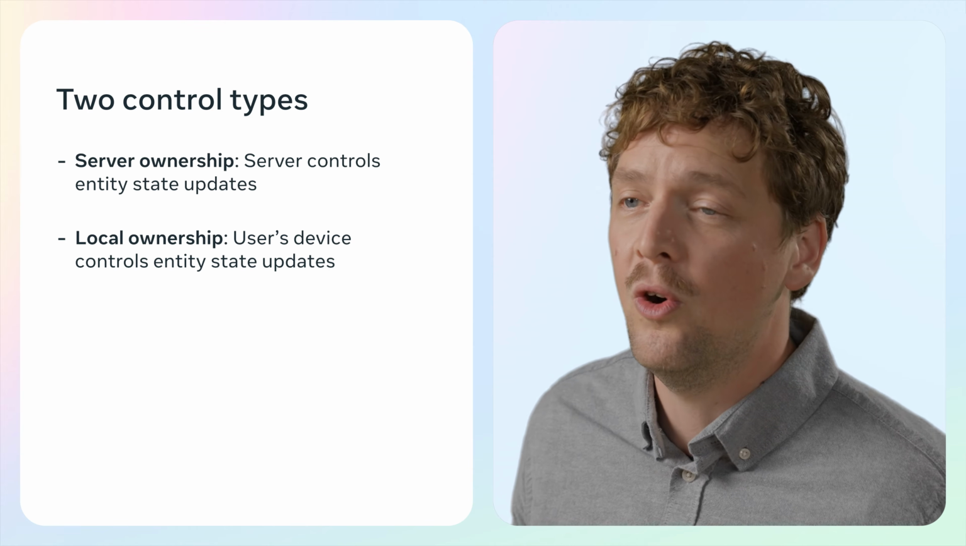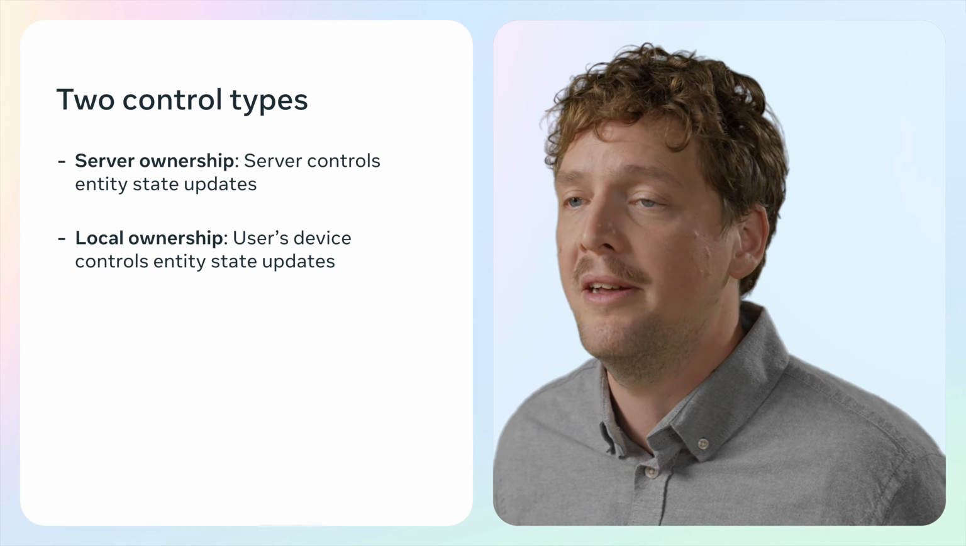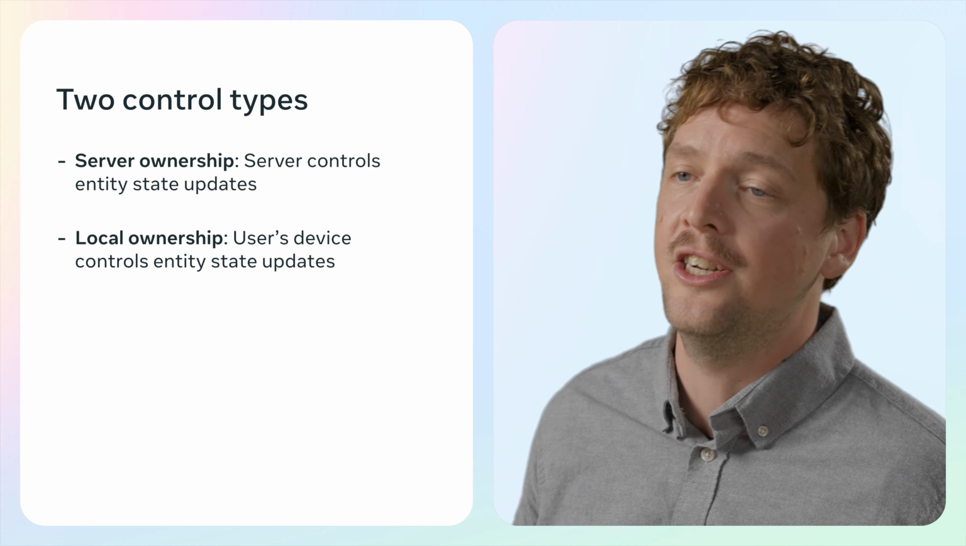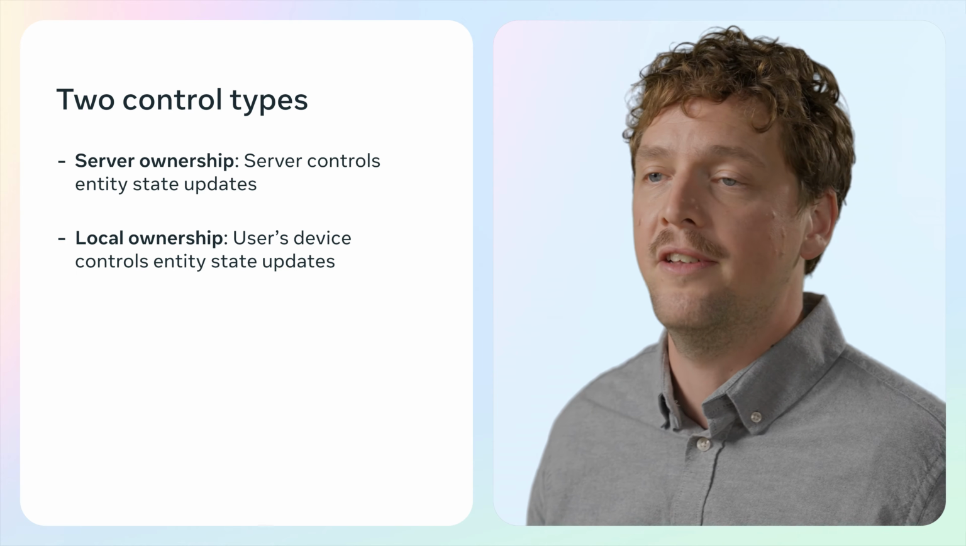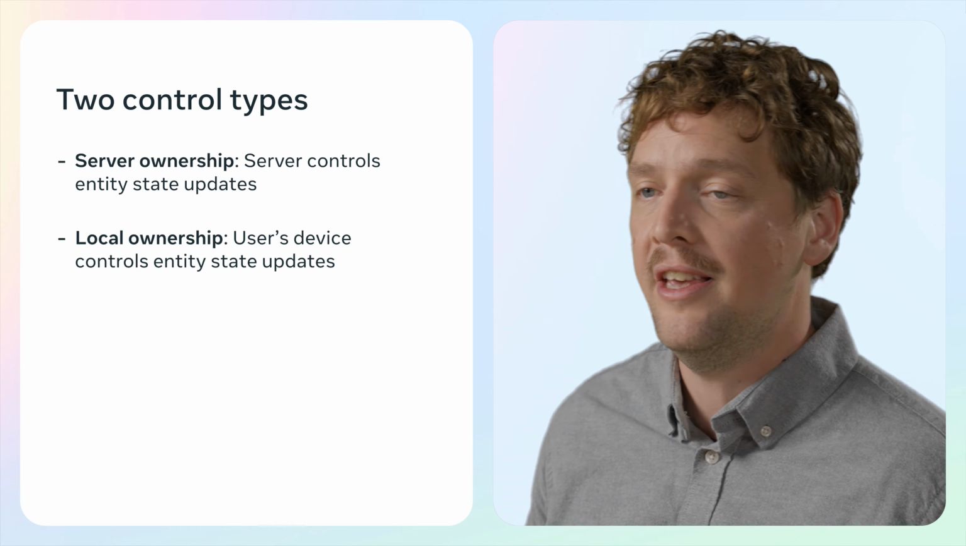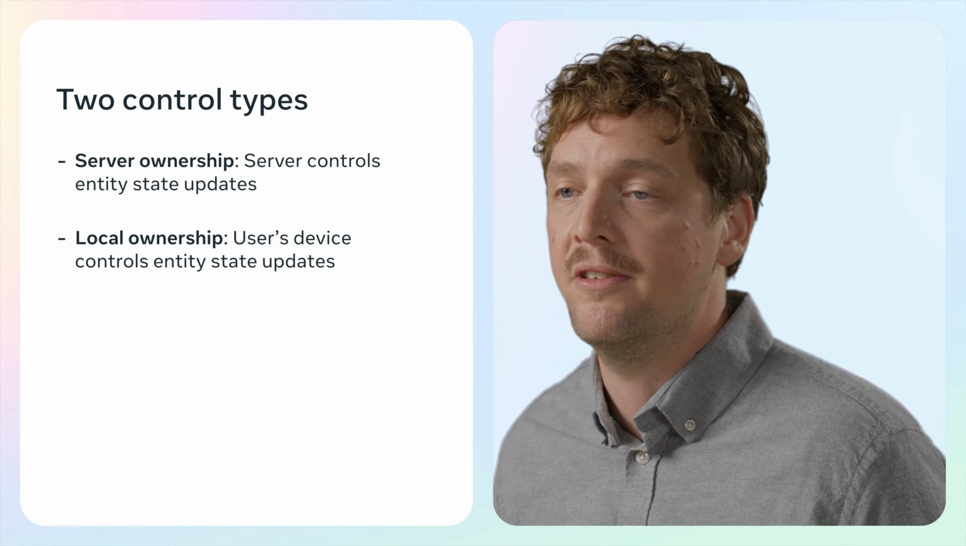By default, all entities in your world are owned by the server. This design ensures visual consistency for all players in the world, and it prevents cheating or manipulation in multiplayer experiences. Ownership directly impacts how responsive your interactive elements feel to players, and here's why that matters.